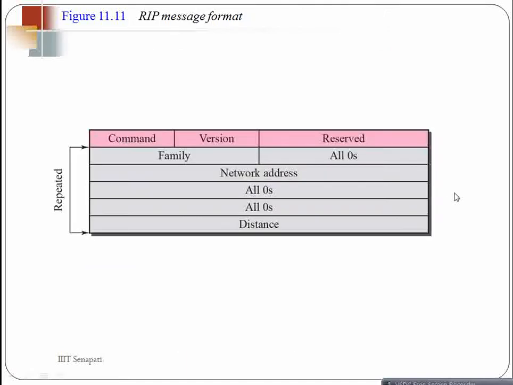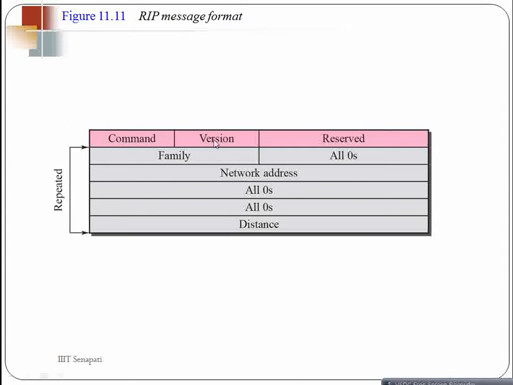Now let me show you the RIP message format. If you see this message format, you will understand that the first field is command. This command is basically an 8-bit field which specifies the type of message. It will tell you whether the message is a request or a response. For request the value will be 1, and for response it will be 2.